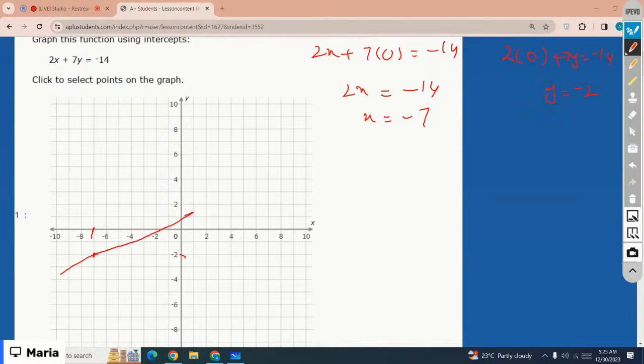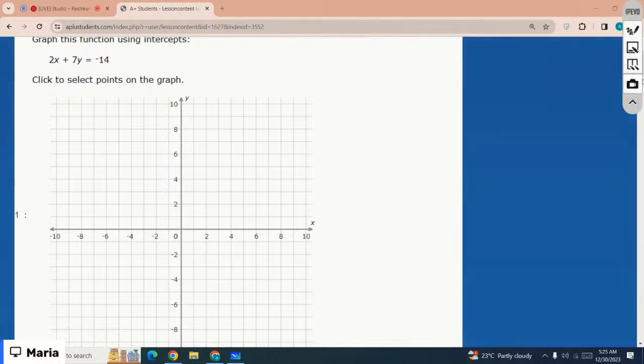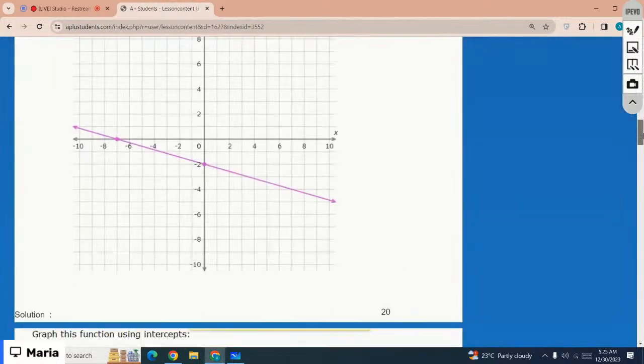This is negative 7 and negative 2. You have to make a line that connects these two points. Sorry, I can't make a straight line on the board, but you have to make a line that just connects these two, the x-intercept and the y-intercept. Here it is, negative 2 and negative 7. Got it?